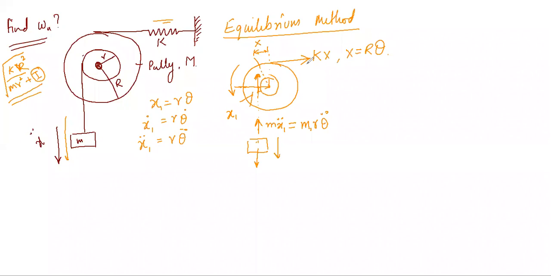Now this pulley is rotating in the anti-clockwise direction, so it is always having an inertia moment, and its value is I theta double dot, where I is always about its center O, so we can write I O. So with the help of this equilibrium method, we have defined all the forces acting on this pulley. The first one is your spring force, the second one is your I O theta double dot, and the third one is your inertia force which is acting.